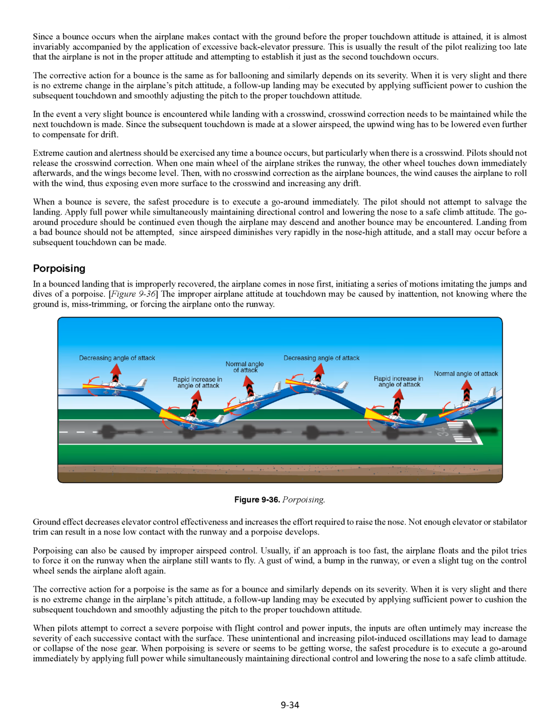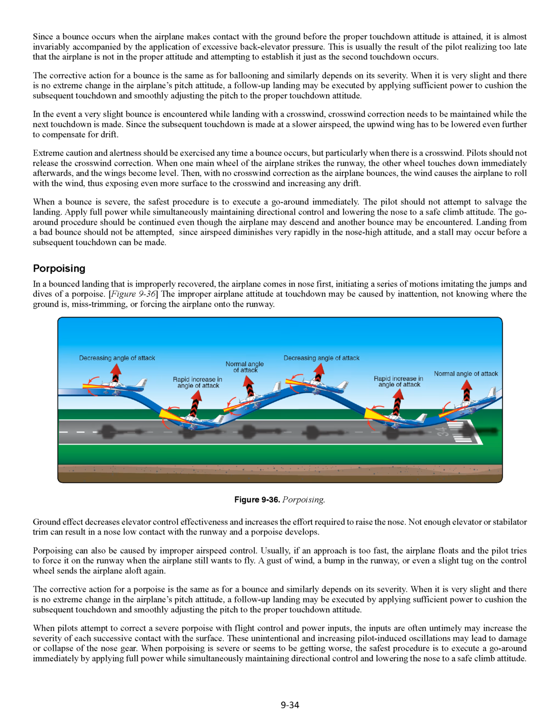The improper airplane attitude at touchdown may be caused by inattention, not knowing where the ground is, mistrimming, or forcing the airplane onto the runway. Ground effect decreases elevator control effectiveness and increases the effort required to raise the nose. Not enough elevator or stabilator trim can result in a nose-low contact with the runway and a porpoise develops.